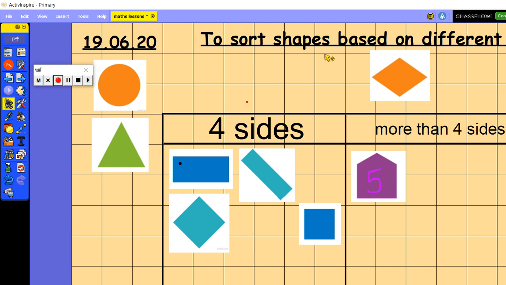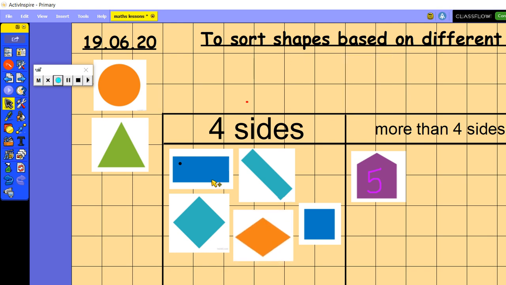Okay, let's have a look at the next one. So we've got a 1, 2, 3, 4-sided shape. So that can go into this criteria. Now the oval, again, doesn't fit our criteria because it's one continuous side. So we can put that one over here.